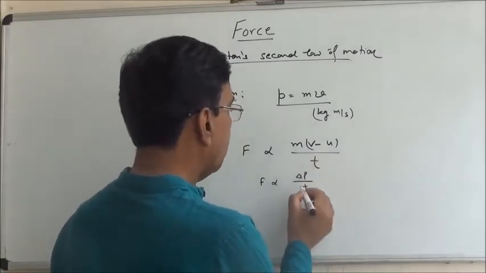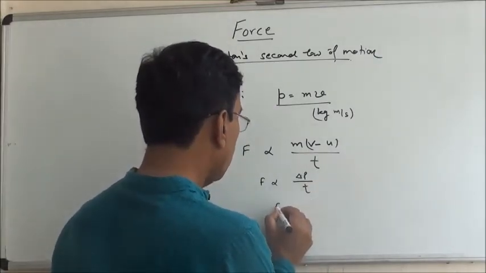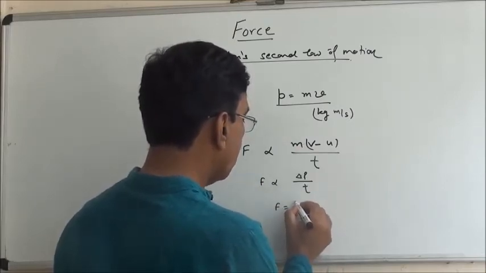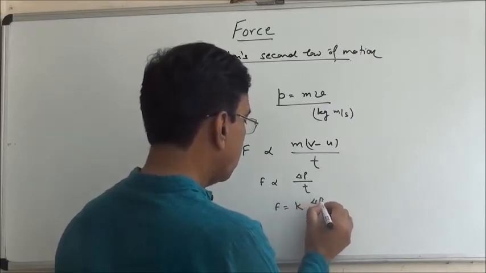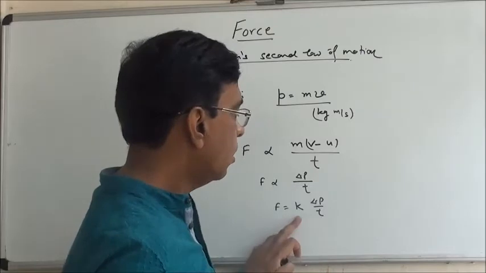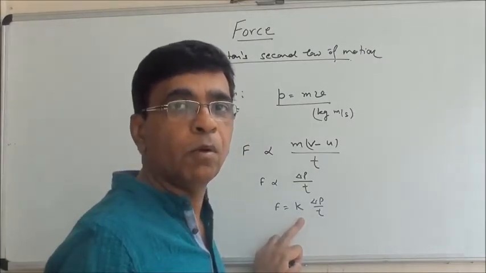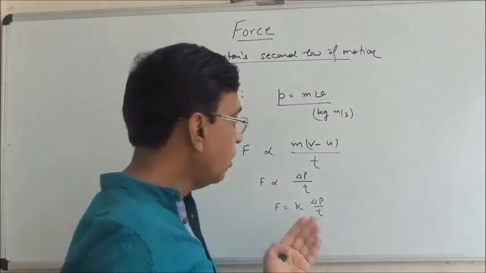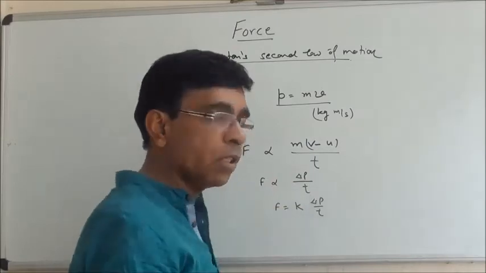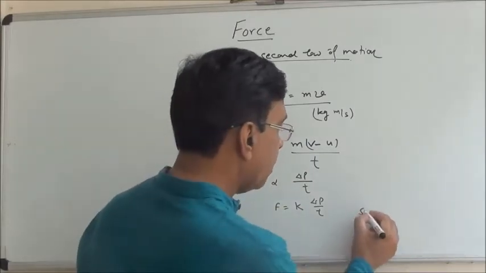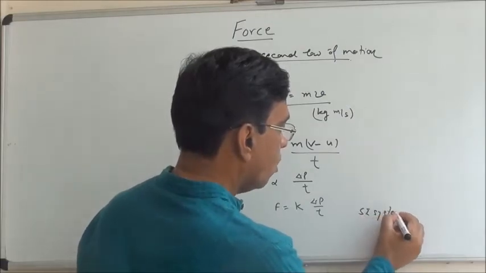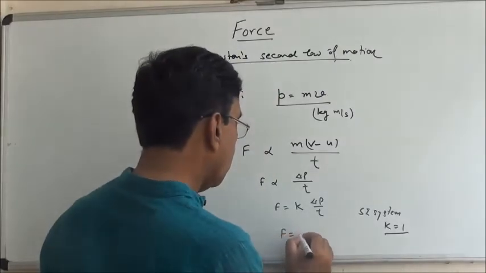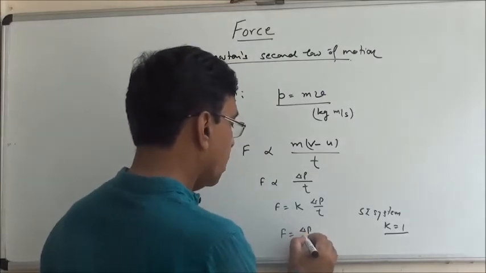So this can be written as delta P by delta T, or we can write F is equal to k times M (V minus U) by T. This k we call the constant of proportionality, because whenever we remove the proportionality sign we have to introduce a constant, but we wanted to use it as an expression. So in the SI system we have chosen this constant as 1. So for the SI system only I can write it as 1, and this becomes change in momentum upon time.